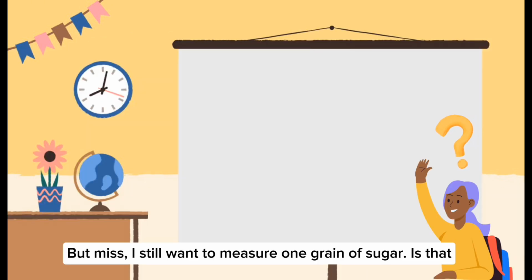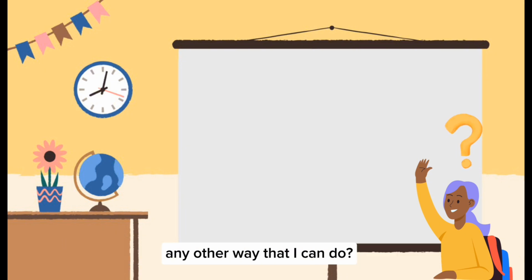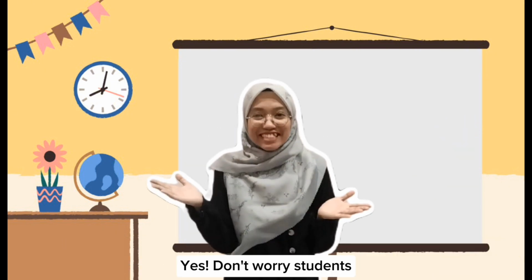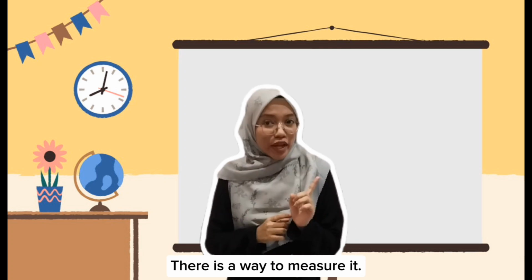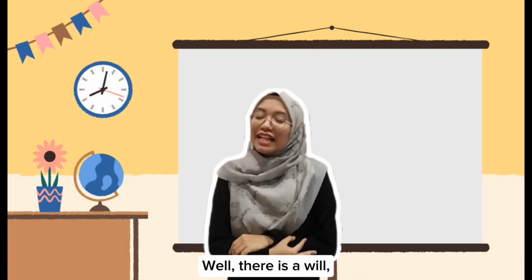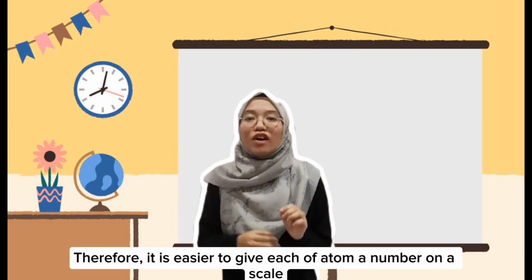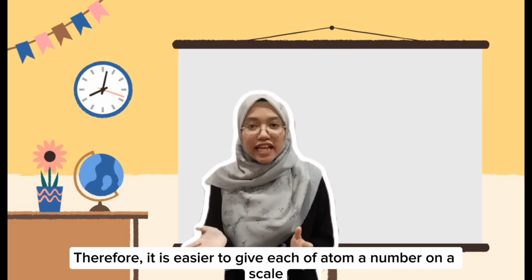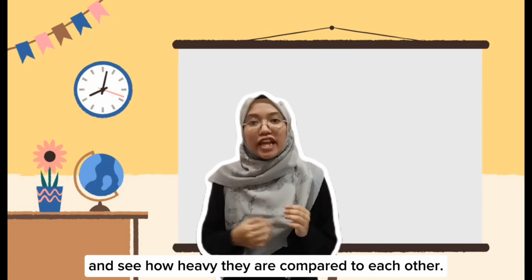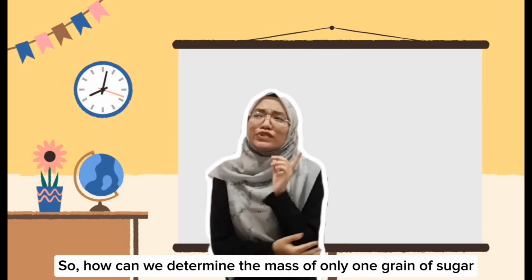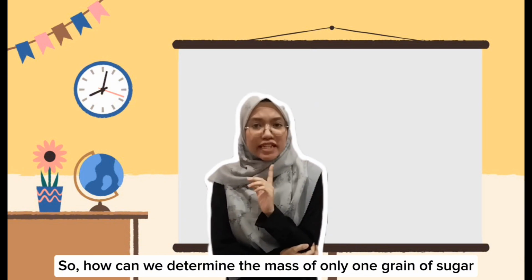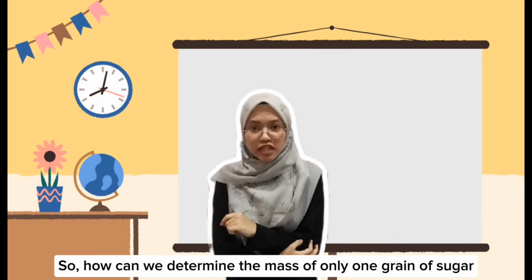But Miss, I still want to measure 1 grain of sugar. Is there any other way that I can do? Yes, don't worry, student. There is a way to measure it. Therefore, it is easier to give each atom a number on a scale and see how heavy they are compared to each other. So, how can we determine the mass of only 1 grain of sugar or the mass of 1 atom?